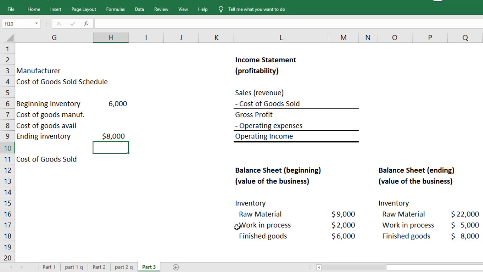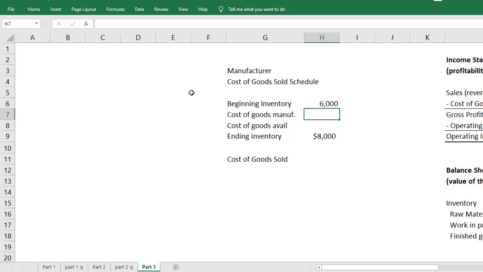The balance sheet tells us the value of the inventory at the beginning of the year. It tells us the value at the end of the year. So we need to get this information to create this cost of goods sold schedule. But to do the cost of goods manufactured, let's go over here and do another schedule called the cost of goods manufactured schedule.